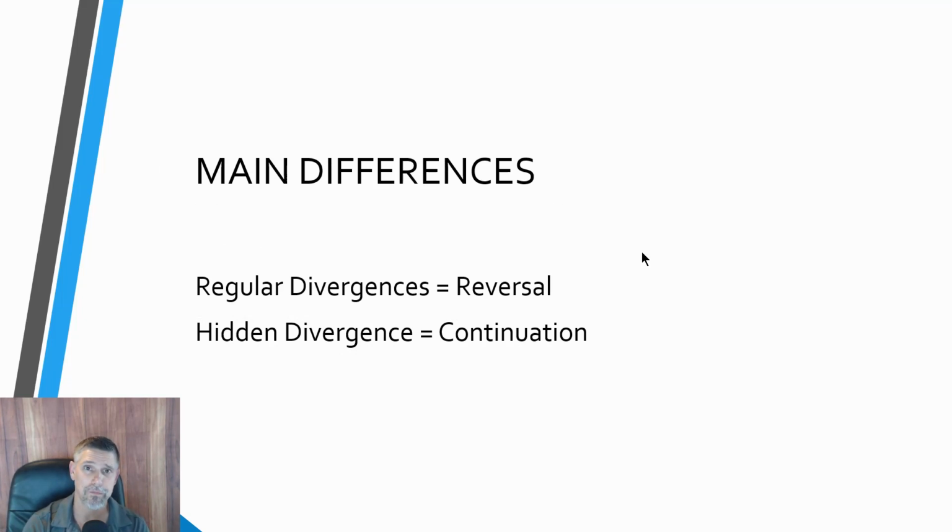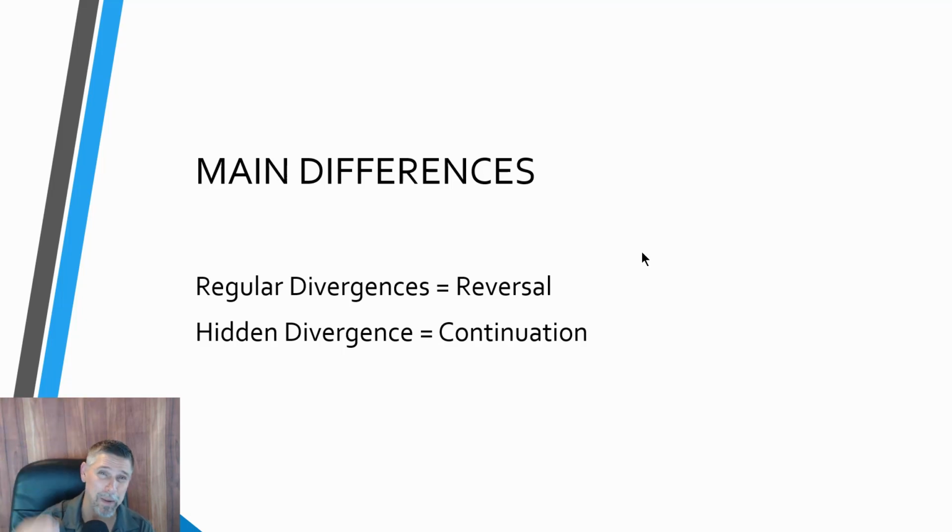A regular divergence, we're looking for reversals. So when I'm looking for regular divergences, they are helping me spot reversals, whether it's the uptrend that's going to stop and go down, or the downtrend that's going to stop and go up. Reversals. The hidden divergences are continuation. So when you see a bullish hidden divergence, that's a continuation sign that the trend is going to continue to go up, or at least there's a higher probability.